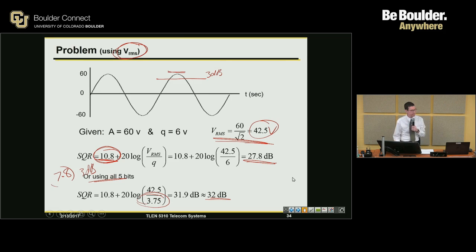So if it's all equal, why do I sometimes need to use VRMS? It just depends on what numbers you're given. Somebody could give you a VRMS, and you can say, well, I'm more comfortable with peak, I'm going to convert it to peak and do it with peak. Same answer, 2 different ways.